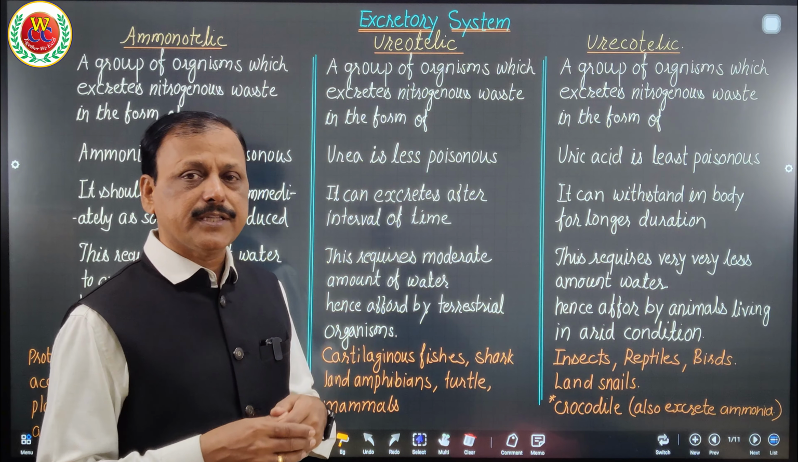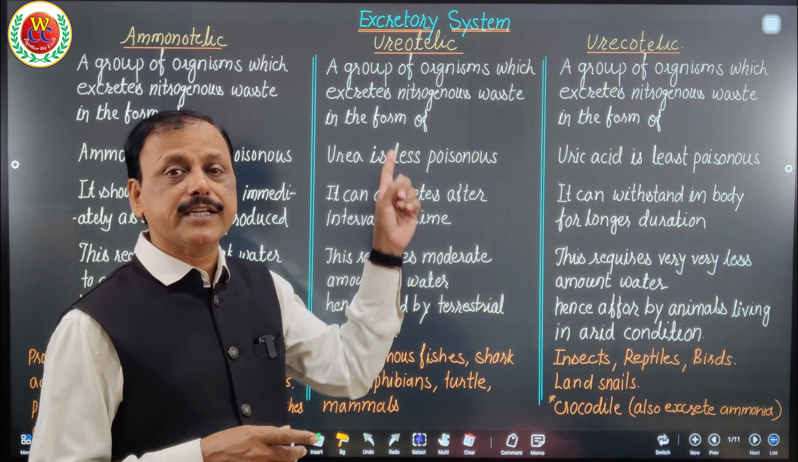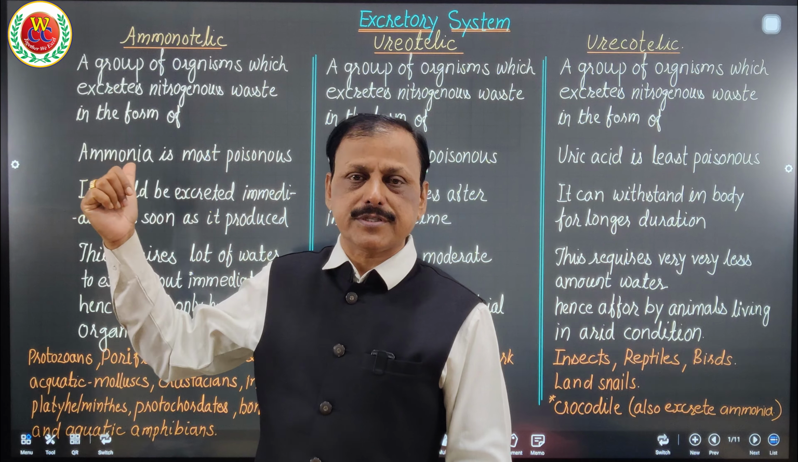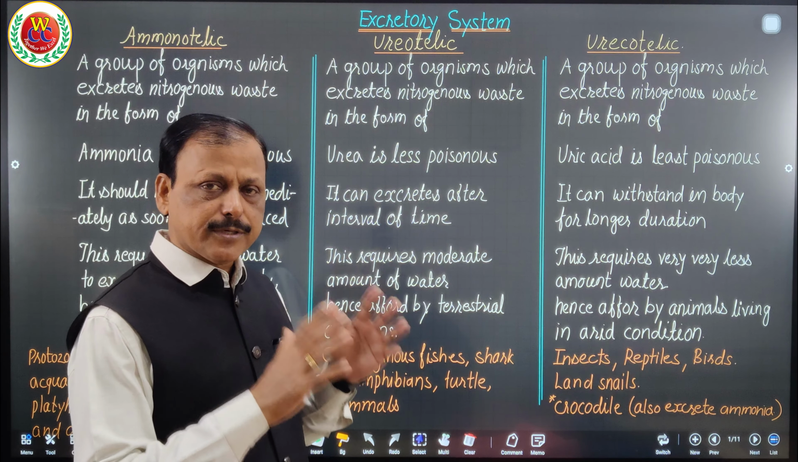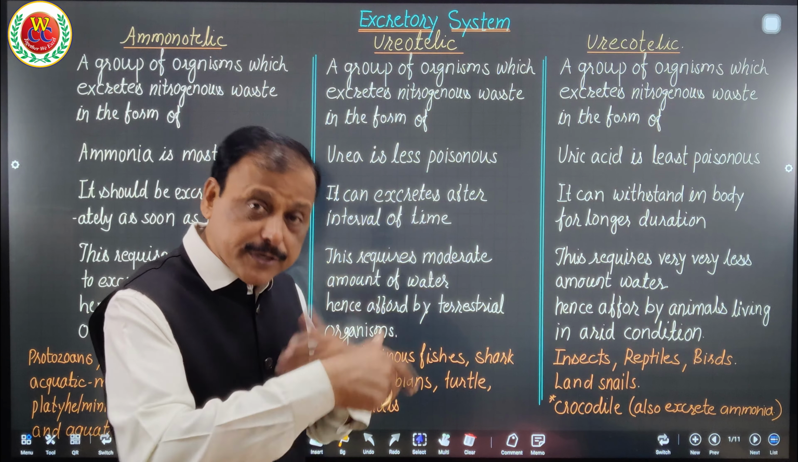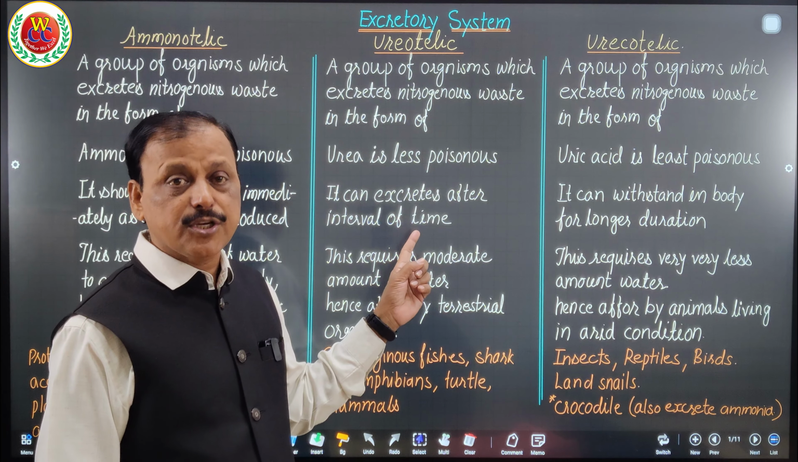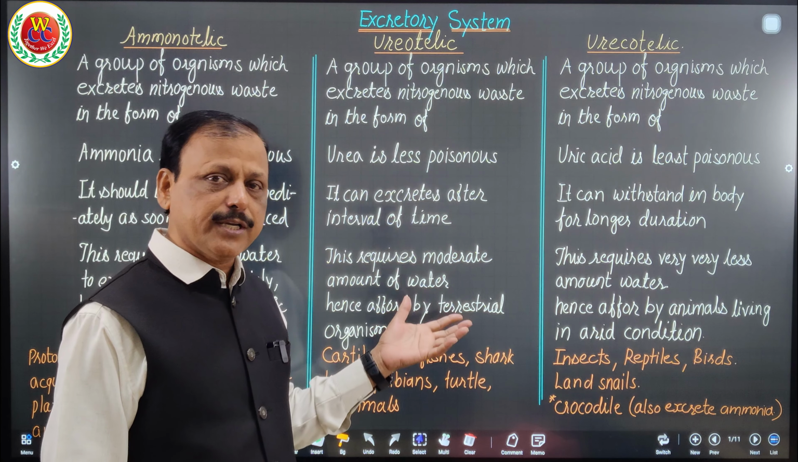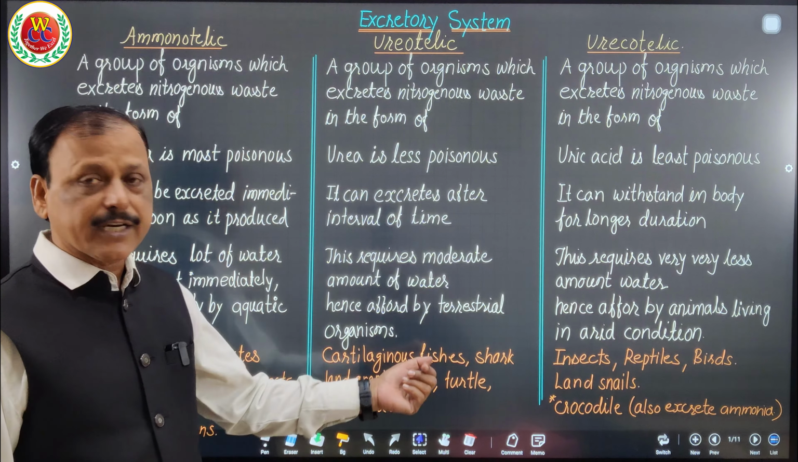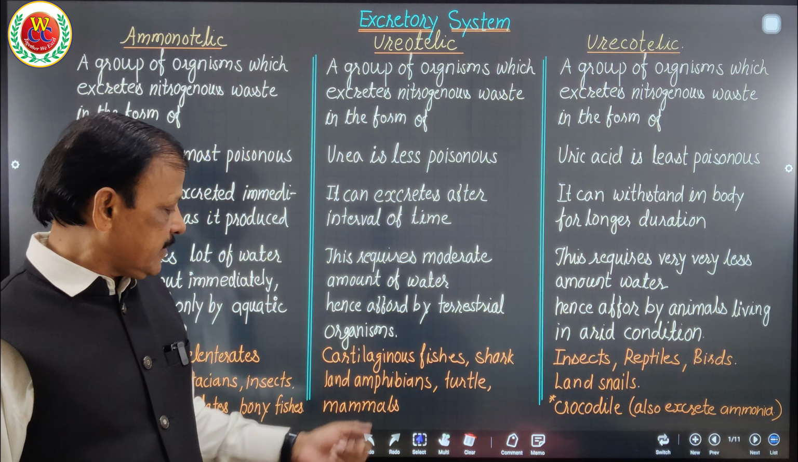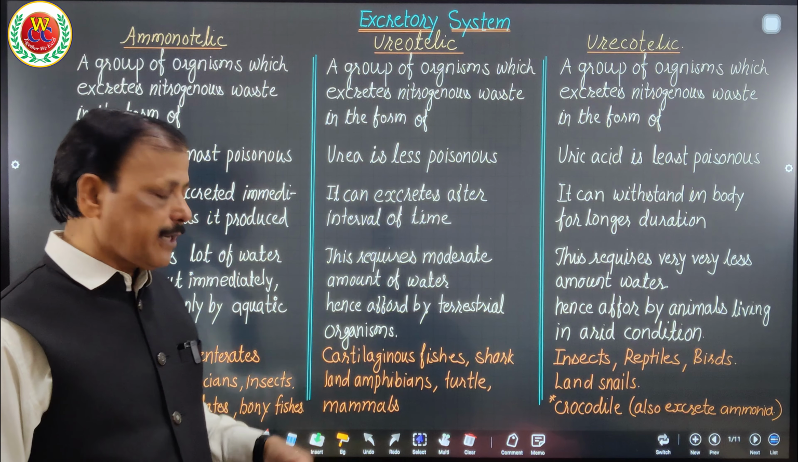Therefore, from time to time urea can be removed, because urea is less poisonous. Ammonia is highly poisonous and cannot be withstood in the body, but urea can be withstood for some time, so after an interval of time it can be excreted. The group of organisms living in a moderate amount of water is adapted for this, and these organisms are cartilaginous fishes, sharks, amphibians, turtles and mammals.